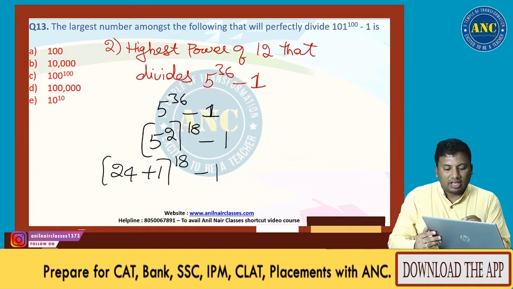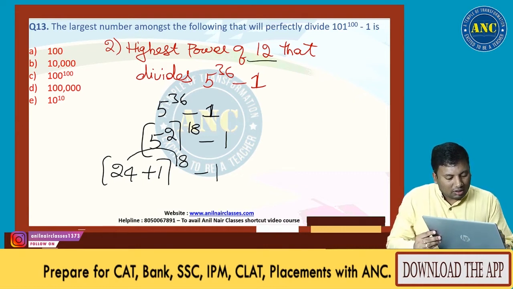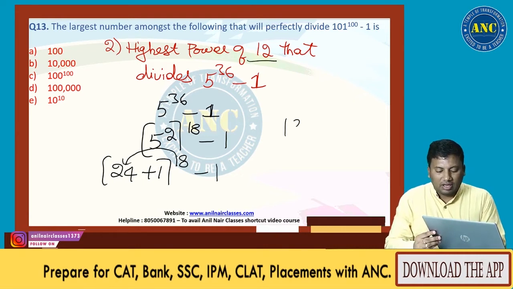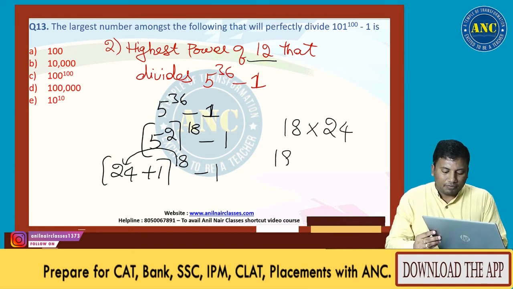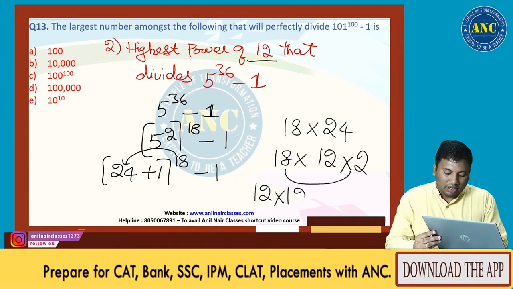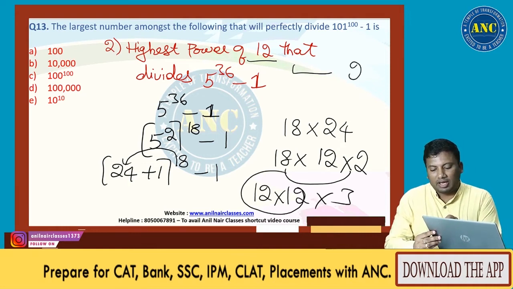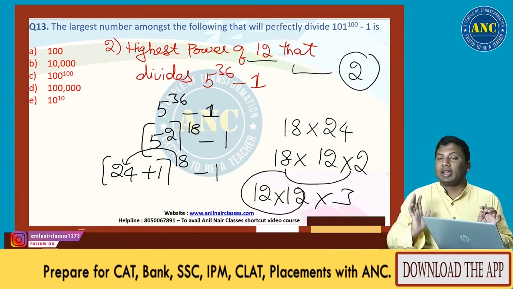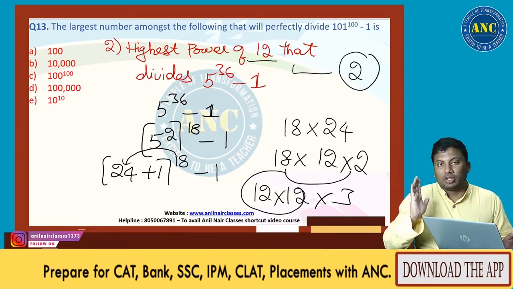I told you the highest power of 12 is found by multiplying the power with the first term in the bracket. 18 into 24. 24 is 12 into 2, so this is 12 into 12 into 3, that is 12 square. What is the highest power of 12 that divides this number? 2. Directly you will get this answer if you know the process.